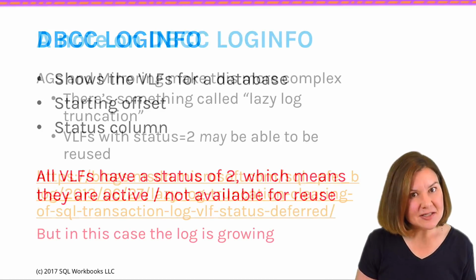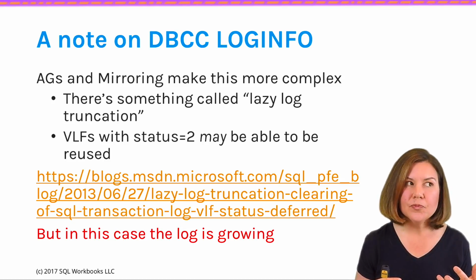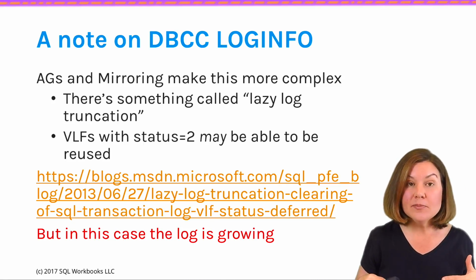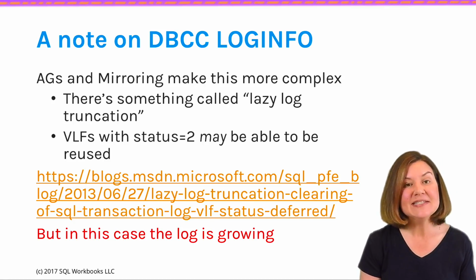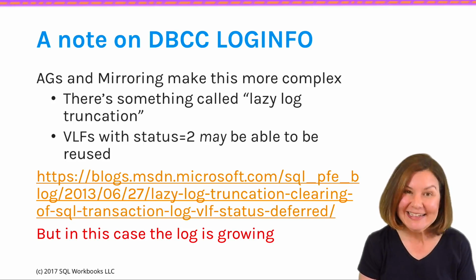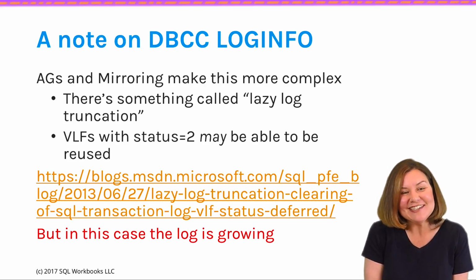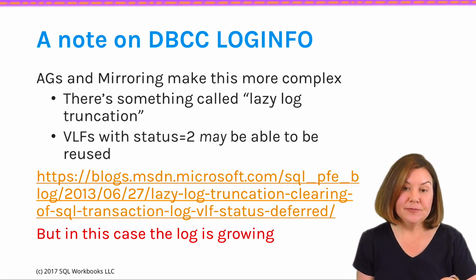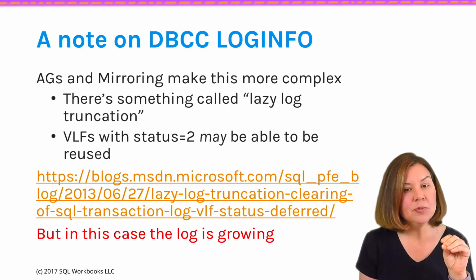Now, DBCC LOGINFO is a little tricky. Virtual log files work a little differently when it comes to databases that use availability groups or database mirroring. There is something that SQL Server does called lazy log truncation. I am not the only one who's lazy. SQL Server is lazy too. And there's a great post. If you want to learn more about lazy log truncation, there's a post on the SQLPFE blog. So if you search SQLPFE lazy log truncation, I bet you'll find it.